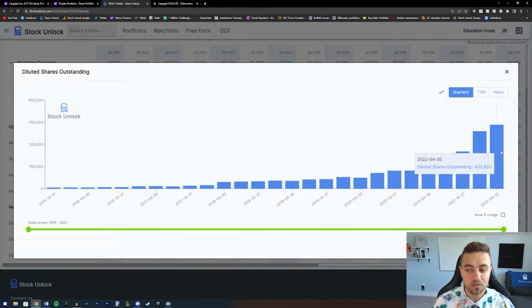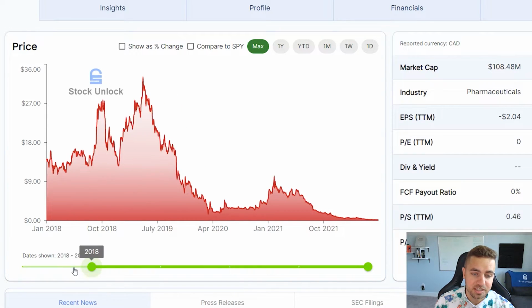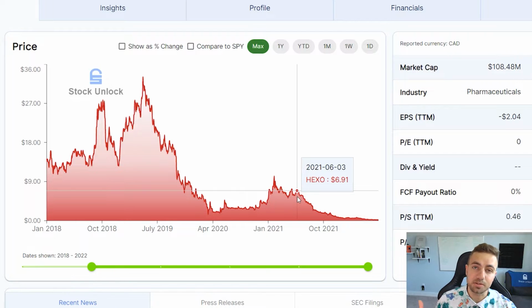What this means is that over the past 7 years, this company has increased its share count by something like near 60x. I'm just doing that math off the top of my head. I don't know if that's correct, but that is a massive amount of dilution to the shareholders. And this absolutely destroys shareholder value. I'm going off topic right now, but if we take a look at Hexo's stock price, we can see that over just the past 2 years, the stock is down over 99%. And a large portion of that reason is because this company is doing so much dang dilution.